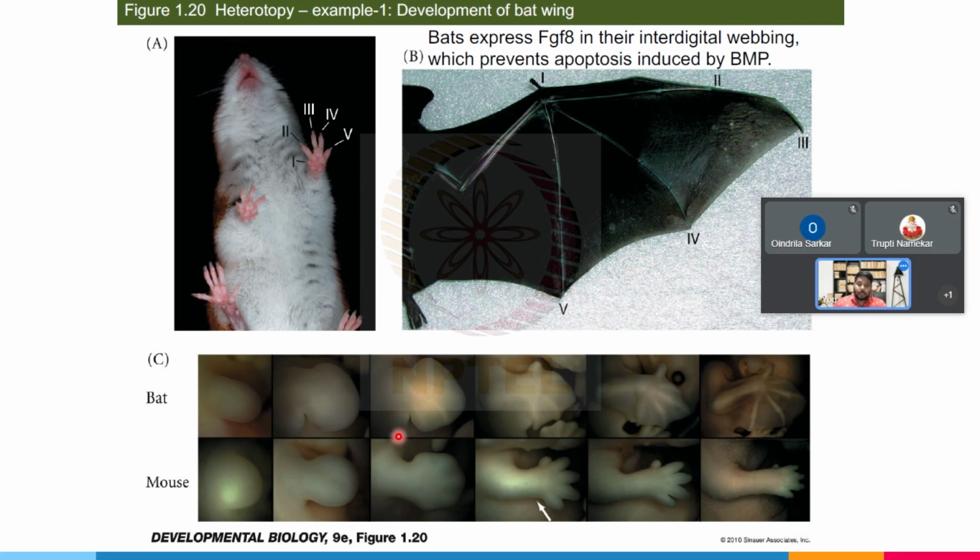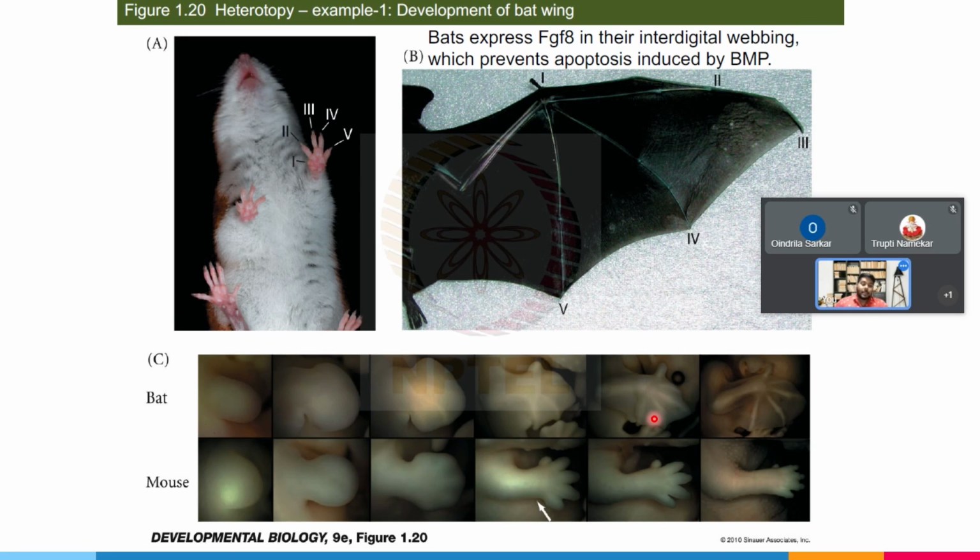So here we can see the developing limbs. In mice and bat, till the third frame, it is almost the same. We have the finger-like projections, the digit primordia, and there is interdigital mesenchyme that is present. But in mice, this interdigital mesenchyme dies out by apoptosis, and we have the fingers separating out. But in bat, this does not occur, and the interdigital mesenchyme stays and develops as a web, which the bat uses for flying. And this is because of the expression of FGF8 in this particular location.